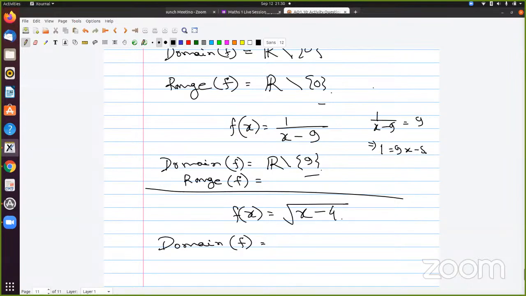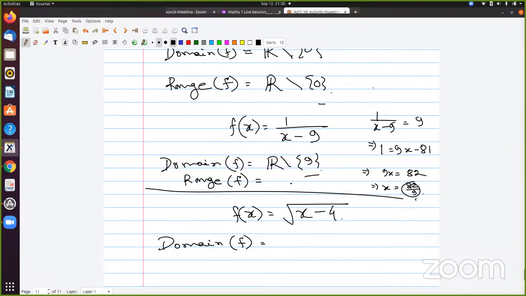9 point something, 81, right? Then 9 point something. 9x equal to 82, so x is 82 by 9. So this is a real number. If I give this as an input, I will get 9. So 9 I can get as an output. So clearly it is not the same as the domain.